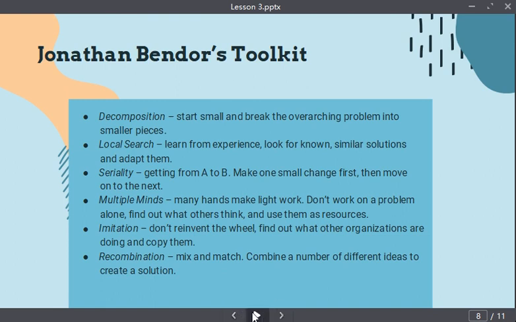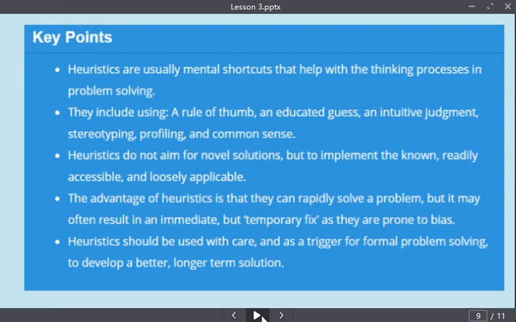Now let's talk about some of the key points. So heuristics are usually mental shortcuts that help with the thinking processes and problem solving. They include using a rule of thumb, an educated guess, an intuitive judgment, stereotyping, profiling, and common sense. Heuristics do not aim for novel solutions but to implement the unknown, readily accessible, and loosely applicable. The advantage of heuristics is that they can rapidly solve a problem, but it may often result in an immediate but temporary fix as they are prone to bias. Heuristics should be used with care and as a trigger of formal problem solving to develop a better and longer term solution.